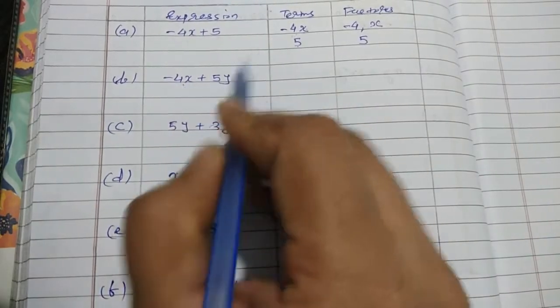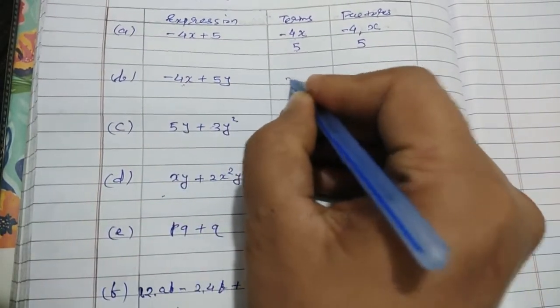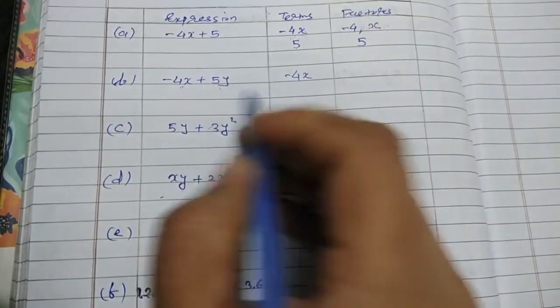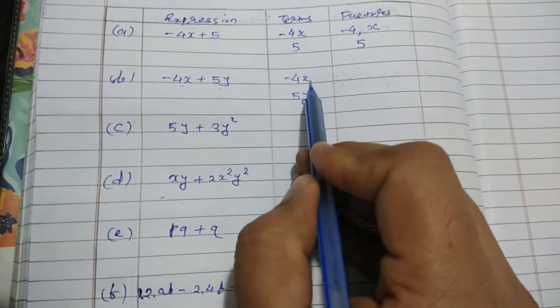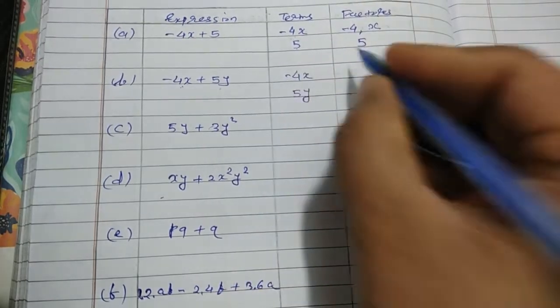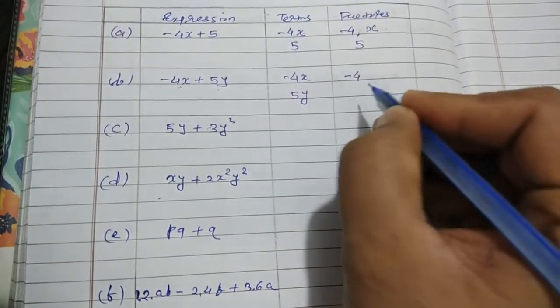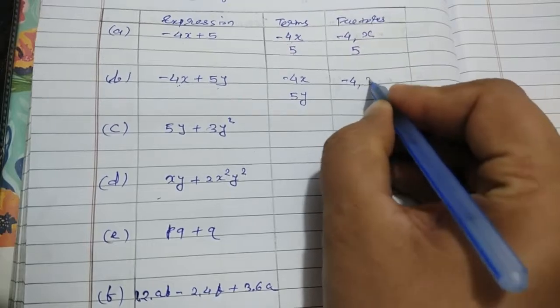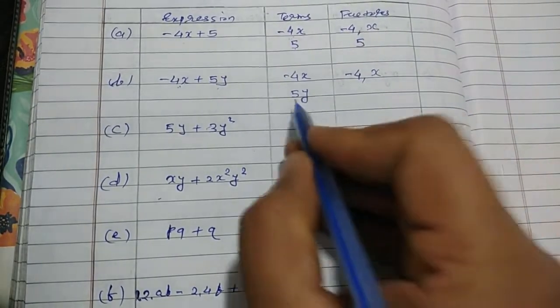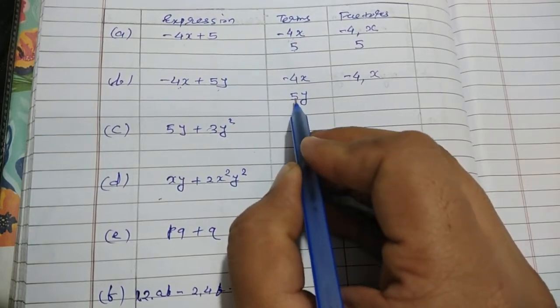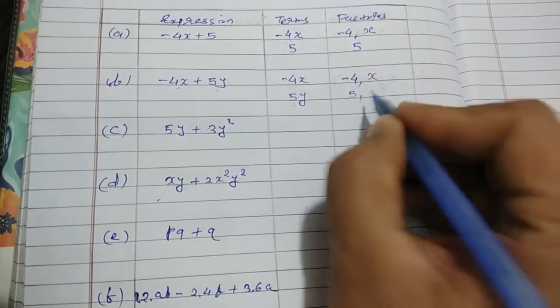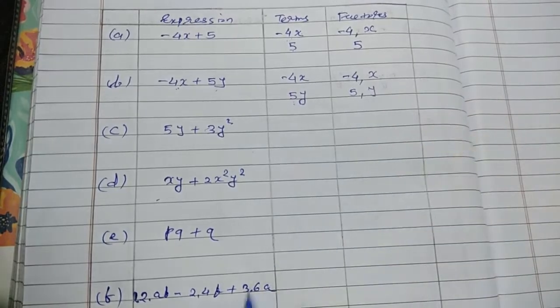Here how many terms are there? 2 terms. One is minus 4x and another one is 5y. Now factors for minus 4x: as we have done earlier, the same factors, that is numerical coefficient minus 4 and variable x. Here for 5y, the factors are numerical coefficient 5 and variable y.